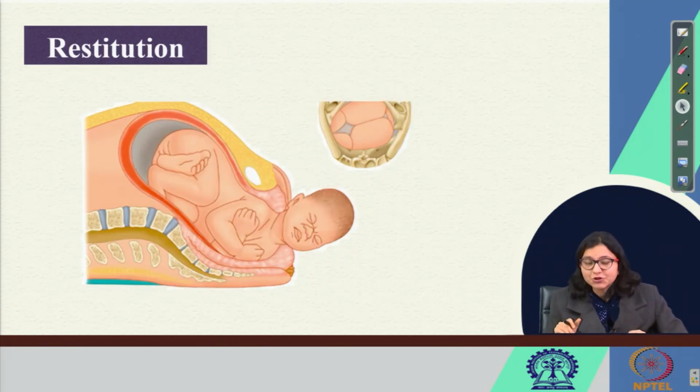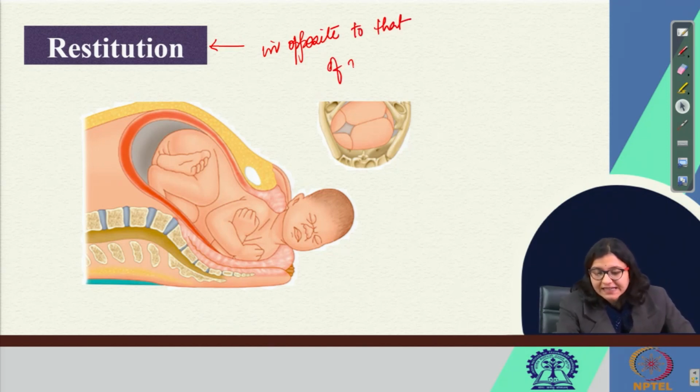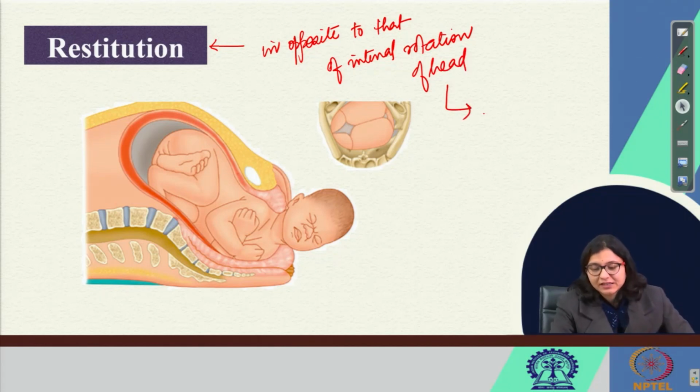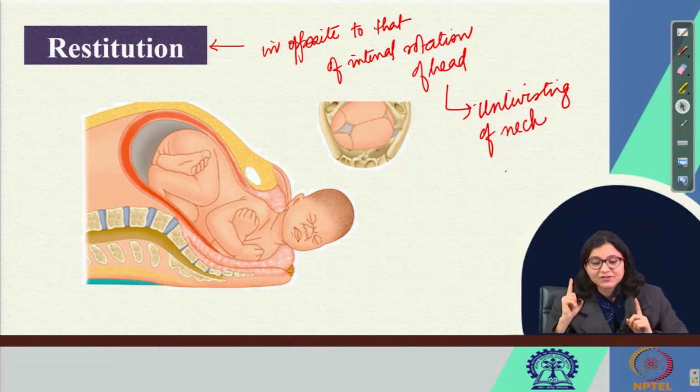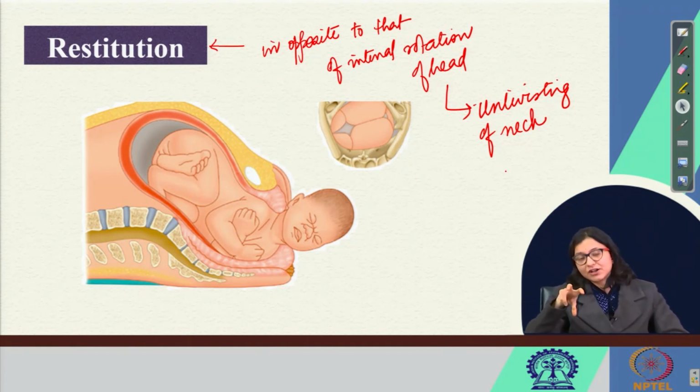Next is restitution. Restitution is in a direction opposite to that of internal rotation of the head. This is due to untwisting of the neck. There was a torsion in the neck of 1/8 of a circle, and this torsion is now relieved by the process of restitution, which is in the opposite direction to that of internal rotation.